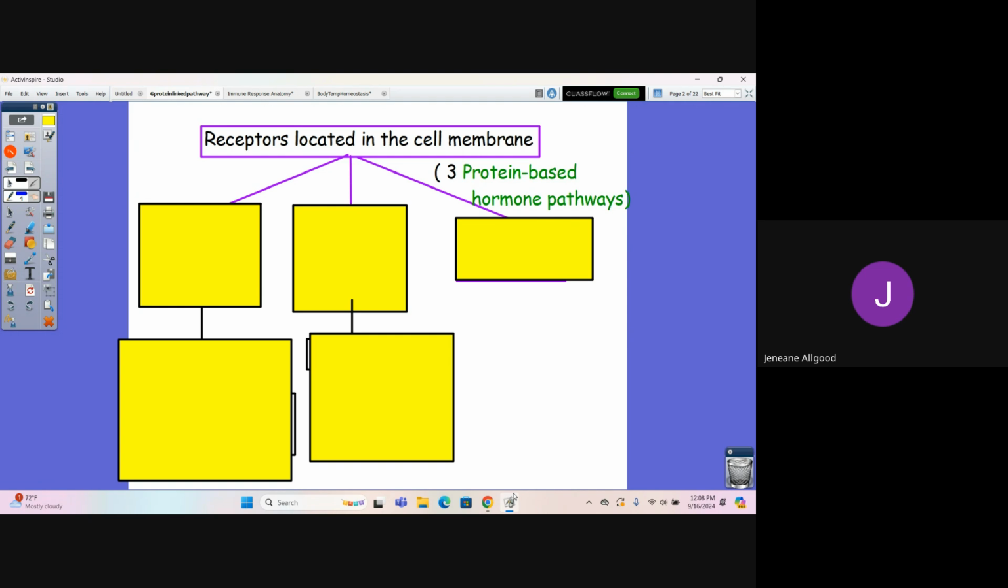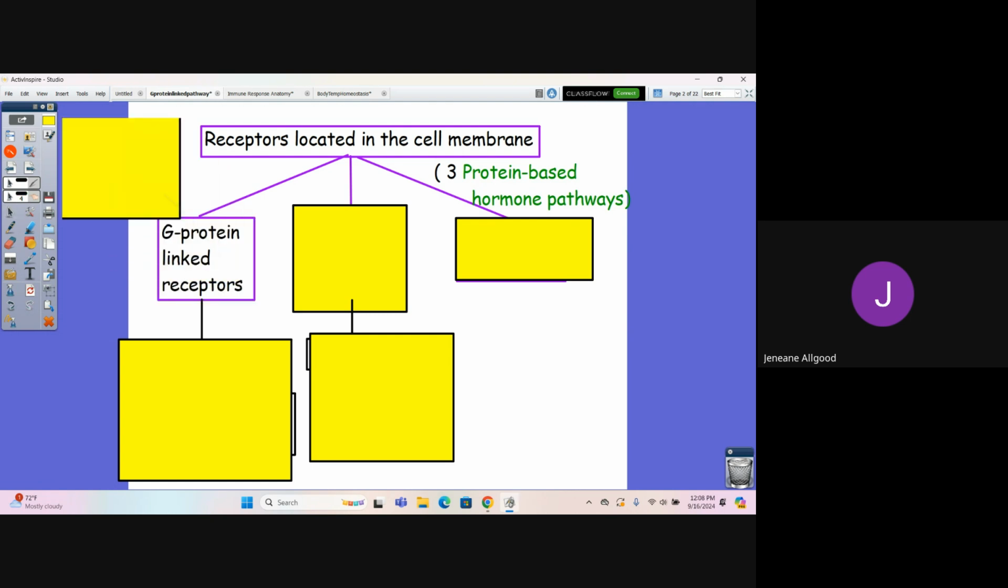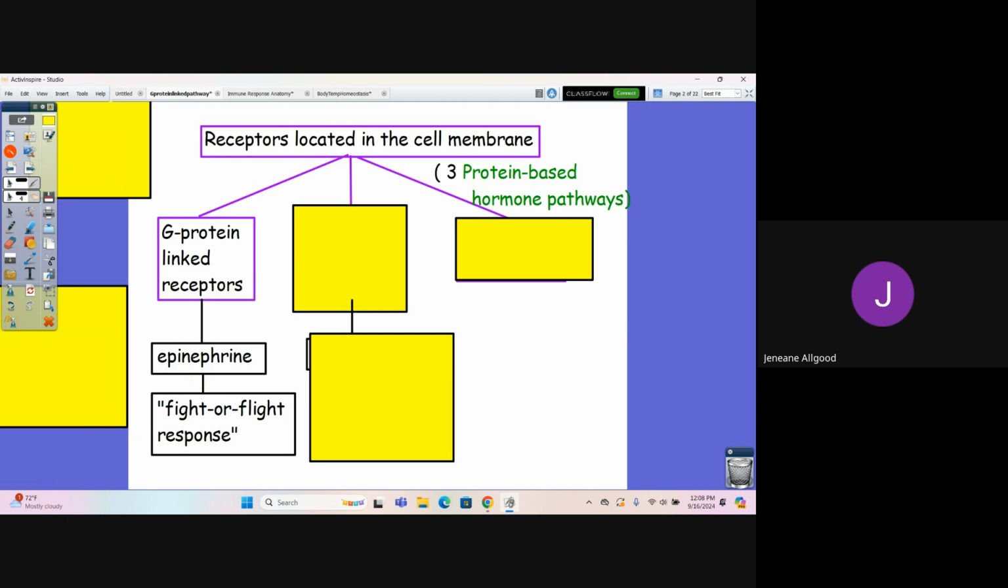So on Friday, our main focus was our steroid-based hormone pathway. And so that's what you did the cut and paste activity for. Today and tomorrow, our pathways are going to be the protein-based hormone pathways. And their receptors, because proteins are going to be polar, their receptors are going to have to be in the cell membrane because polar things can't pass through the membrane unassisted. So today, we are doing the G protein linked receptor pathway.